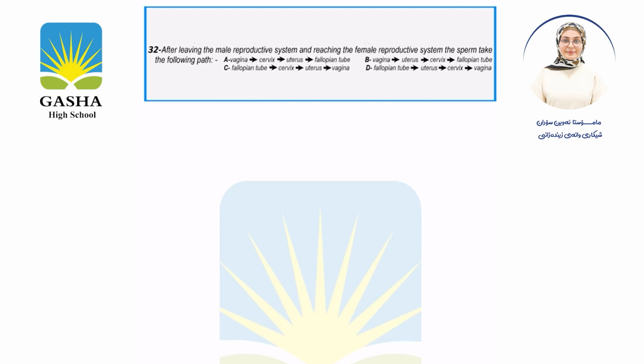Let's read A and B. A: vagina, yes, true. Cervix, yes. Uterus, fallopian tube, yes. So this one is true. B: vagina, yes. Uterus and cervix, no. Cervix comes first and then uterus. So B also is false. So the most true answer for question 32 is A.